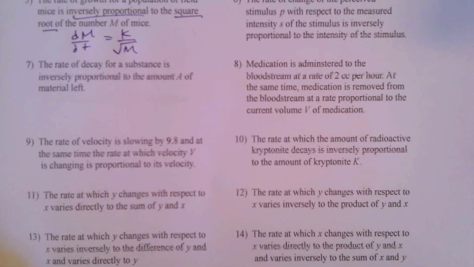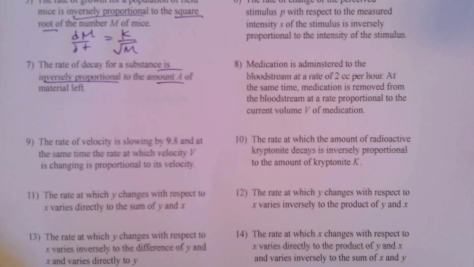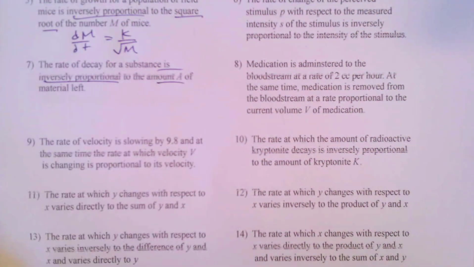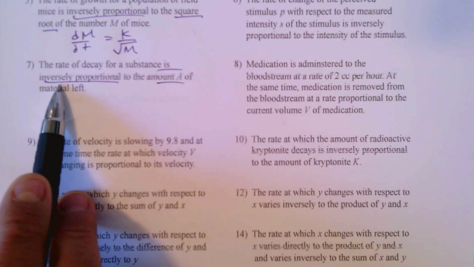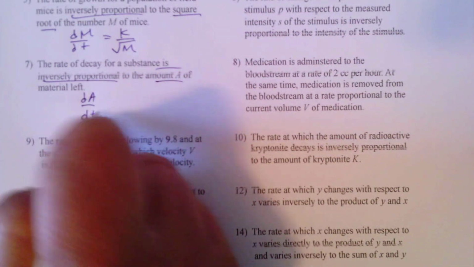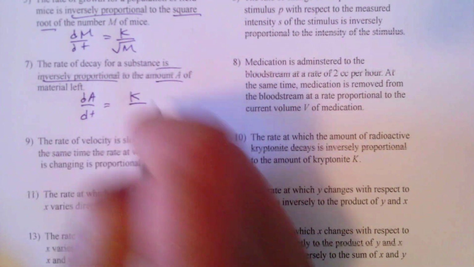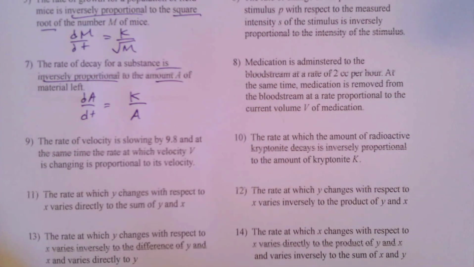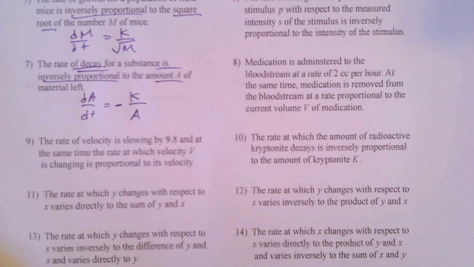Number 7, the rate of decay for a substance is inversely proportional to the amount of material left. So this is kind of similar to the viral video one. So for number 7, here we have the rate dA dt, and inversely proportional would be k over the amount. But since it's going to be a negative rate, we want to put a minus sign here because it's going to be going down. So if we have a rate of decay, that means that the rate has to be negative here.